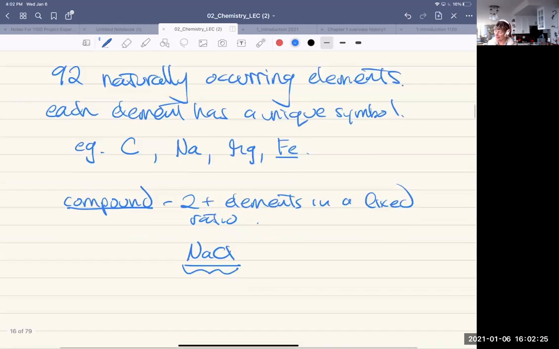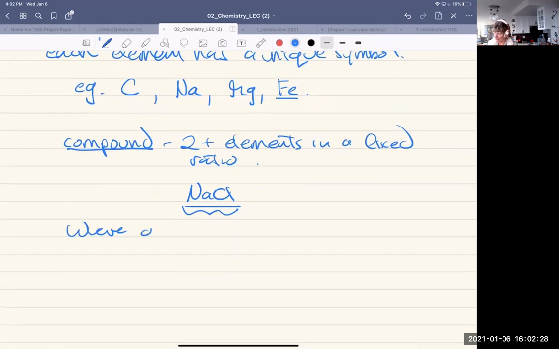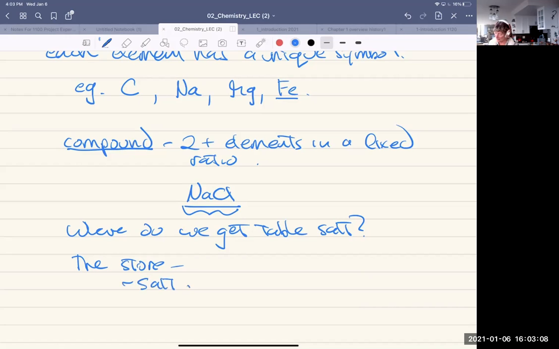So where do we get table salt? Where do we get it to put on our tables? There are different ways of getting it. The store, that's awesome. Yes, absolutely. Okay, Smarty, where does the store get it from? Are you going to say the supplier? Okay, salt mines. Good, yeah, salt mines.